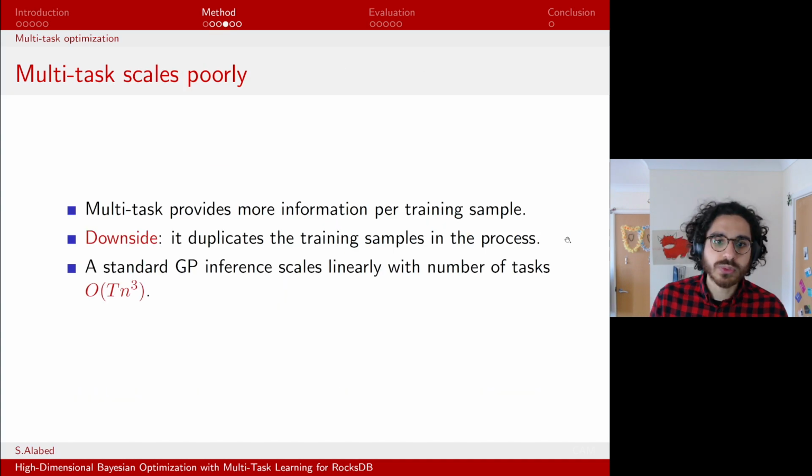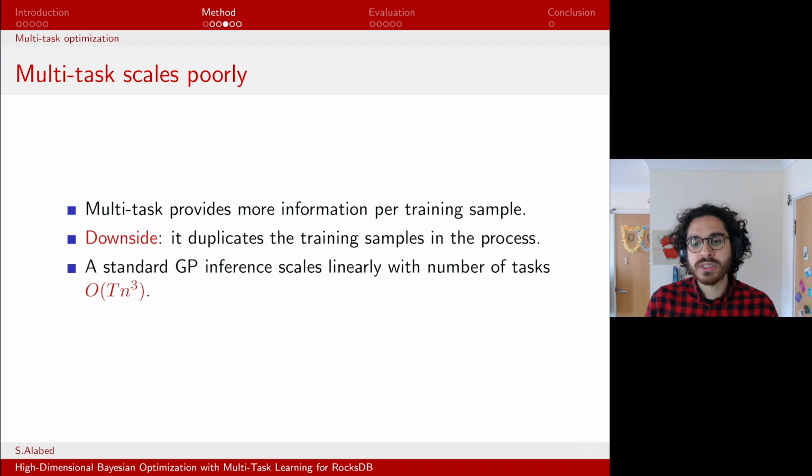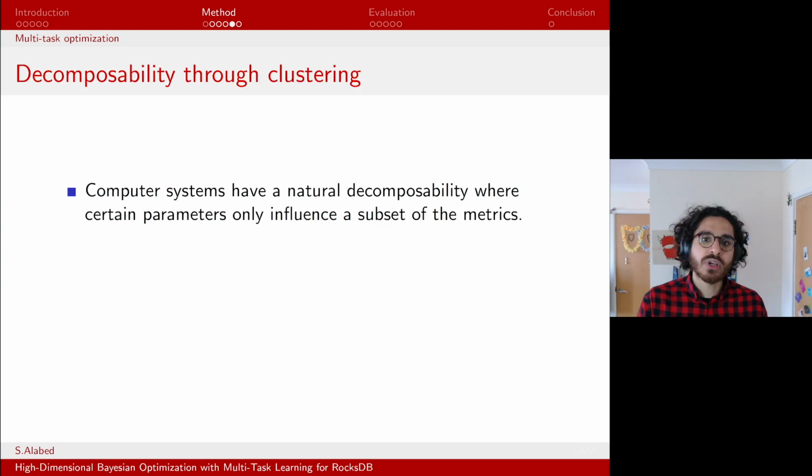However, because we have to copy every parameter, and Gaussian process inference already scales with n cubed, where n is the number of parameters multiplied by data samples, now we multiply it by the number of tasks, and it could hit scalability concerns. So we looked into decomposability using clustering.